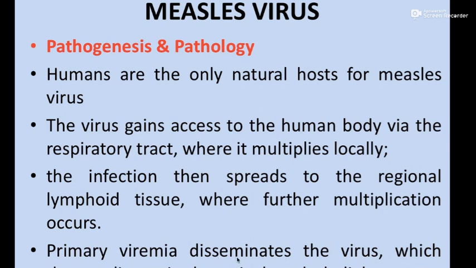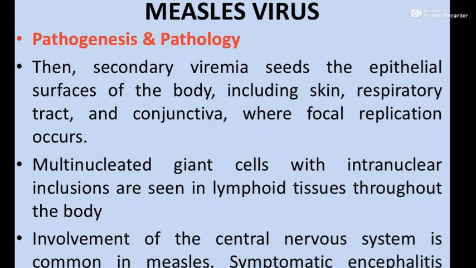The virus is then disseminated to the reticuloendothelial system. What is the reticuloendothelial system? It includes lymph nodes, spleen, and could include the liver. After the primary viremia, the virus goes to the reticuloendothelial system, where replication occurs to increase the viral load. So why are there primary and secondary viremia in measles? To increase the viral load. The virus replicates in the reticuloendothelial system.